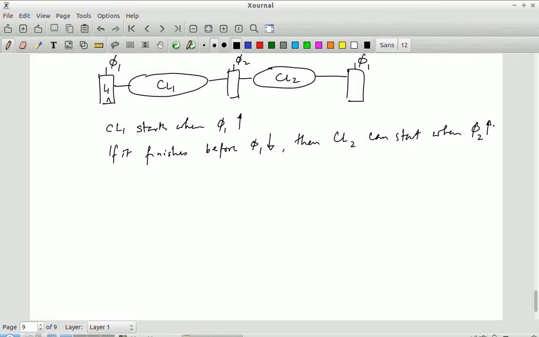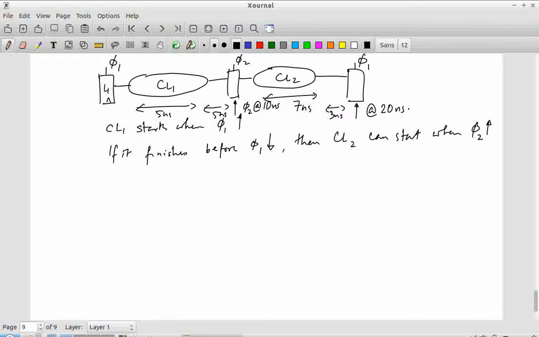Right? So CL1 took a certain amount of time, let's say 5 nanoseconds. But φ2 becomes high only at 10 nanoseconds, let's say. Okay? So there is some 5 nanoseconds of gap over here, flat. And only then φ2 changes at 10 nanoseconds. Similarly, let's say that CL2 took 7 nanoseconds. There is a 3 nanosecond gap. This will change at 20. Right? And everything works perfectly the way that we would expect.